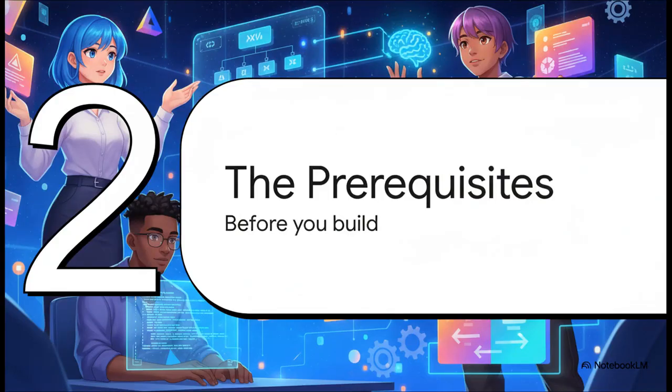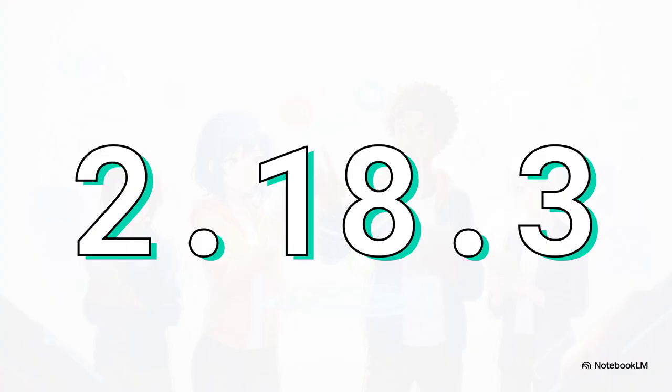All right, moving on to Section 2, getting started, the prerequisites, what you need before you build. Okay, so the absolute most crucial prerequisite here is version 2.18.3. For literally any of these amazing agentic workflow features to actually function, your n8n instance absolutely must be updated to version 2.18.3 or higher. So go ahead, check your instance settings, and run that update if you haven't already.